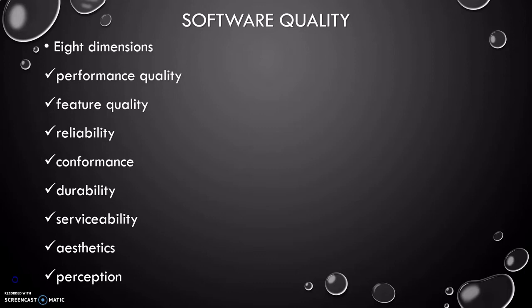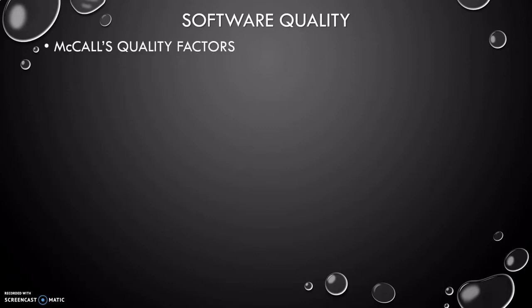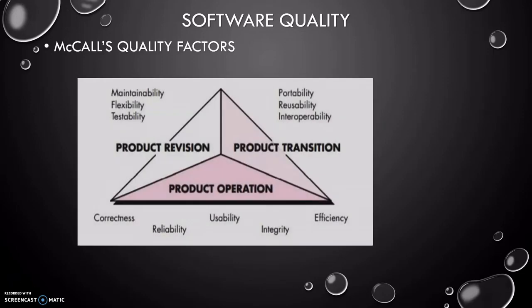We have another software quality measure, McCall's quality factors, which is represented in a figure format. We have three aspects in that: product revision, product transition, and product operation. In product operation, we have correctness, which means the extent to which a program satisfies its specification and fulfills the customer's mission objectives. Under product operation, we have reliability, the extent to which a program can be expected to perform its intended function with required precision.